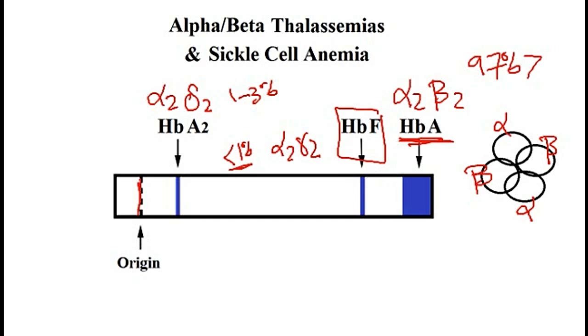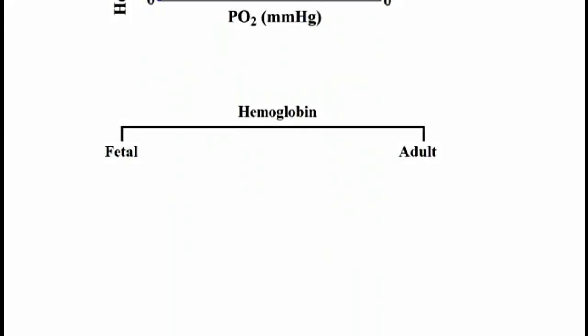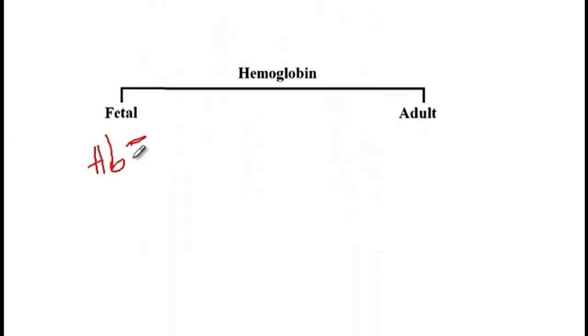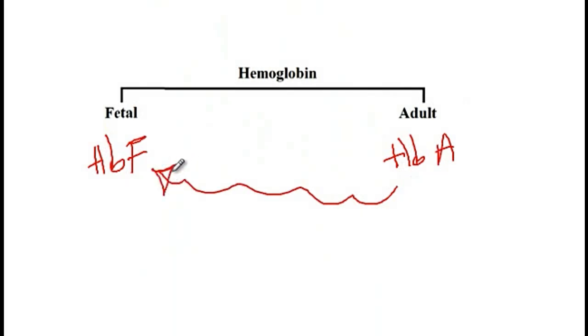Now, an important point that you should know about hemoglobin F is that it has high affinity for oxygen, and thus it will pick up oxygen from maternal blood. So the maternal blood oxygen will be transferred to the fetal hemoglobin, and this is one mechanism through which the fetal hemoglobin can pick up oxygen from the mother's blood.